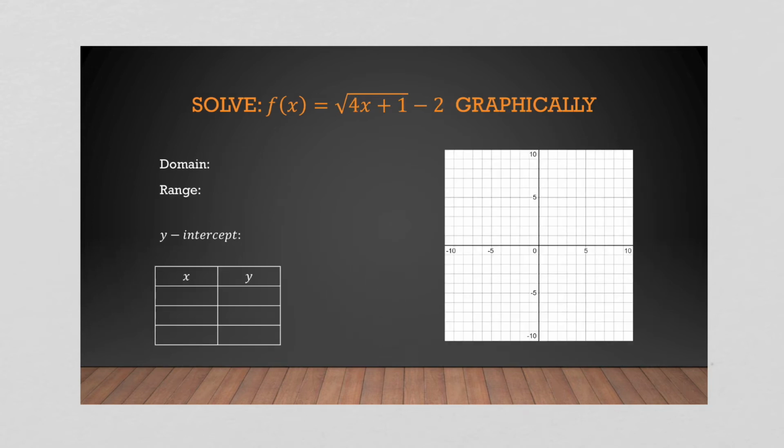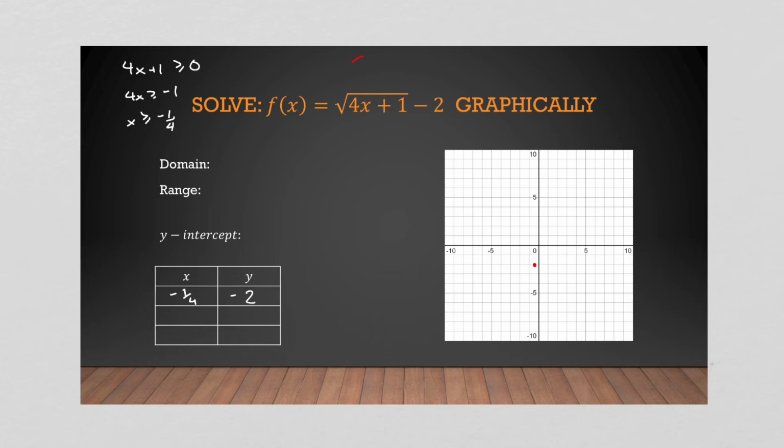So here we have yet another challenging question. So what is our domain restriction? Well, 4x plus 1 has to be greater than or equal to 0. So 4x has to be greater than or equal to -1. So x has to be greater than or equal to -1/4. So we have -1/4 is our domain restriction. And if we plug that in, we're going to get -2 as a result. So that means we have a point at about there.